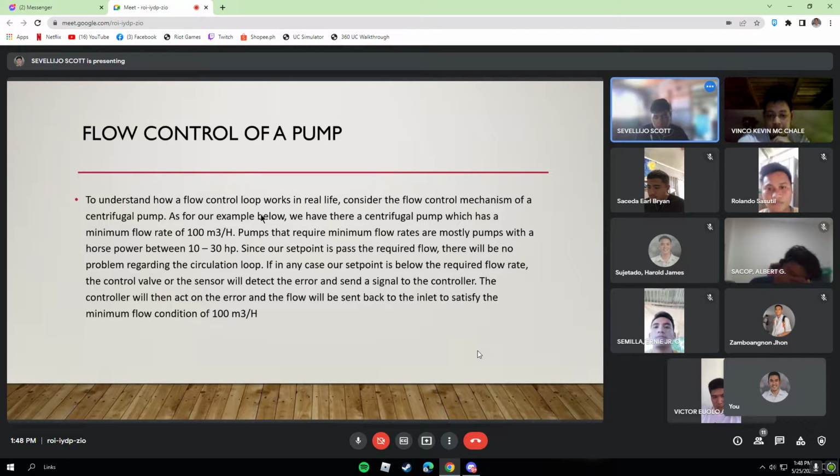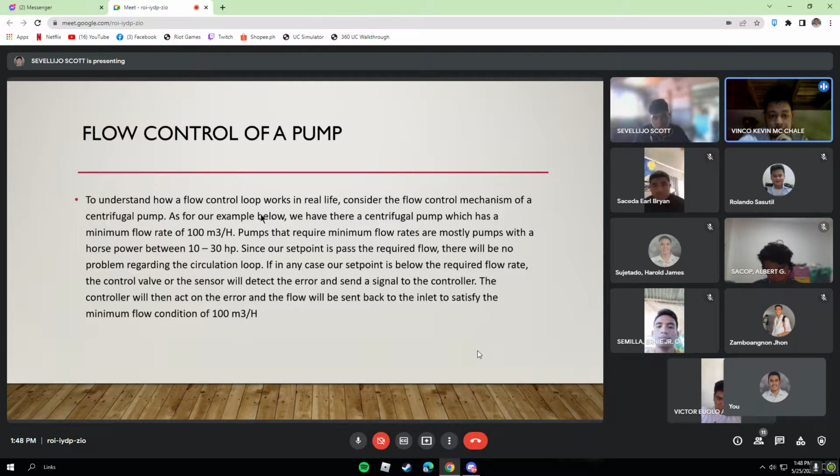If in any case our set point is below the required flow rate, the control valve or the sensor will detect the error and send the signal to the controller. The controller will then activate the error and the flow will be sent back to the inlet to satisfy the minimum flow condition of 100 cubic meters per hour.